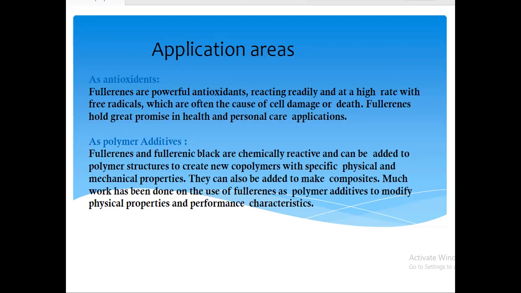What does it do? Fullerene and fullerenic black are chemically reactive, and when added to polymer structures they create a new polymer with specific physical and mechanical properties. So we can get copolymers containing a subset of the physical, or physical and chemical, properties of the initial main polymer. They can also be added to make composites. Much work has been done on the use of fullerenes as polymer additives to modify physical properties and performance characteristics.